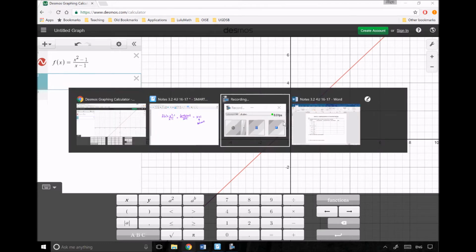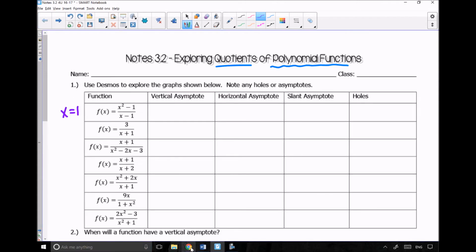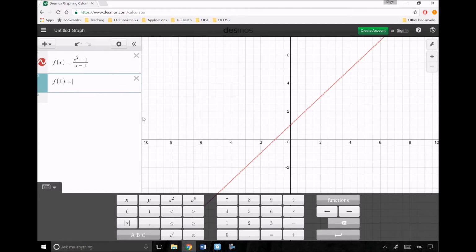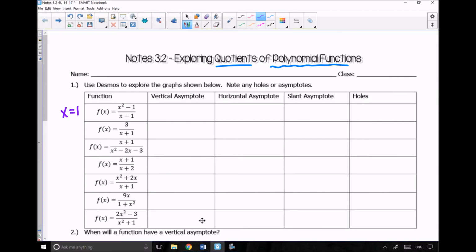However, remember we talked about the fact that x equals 1 doesn't work. If I were to do f of 1, I still get an undefined value. When I get really close to 1, I have values. Everything around 1 will work, but once I get to 1, it's a no-go. Therefore, I can conclude that there is no vertical asymptote, and that I have a hole at x equals 1.